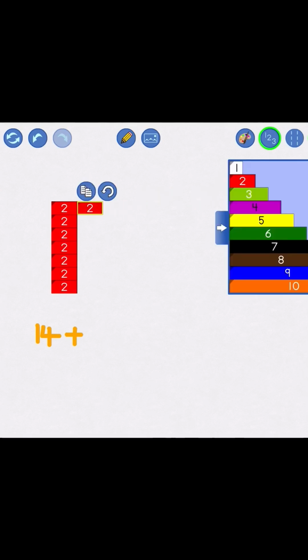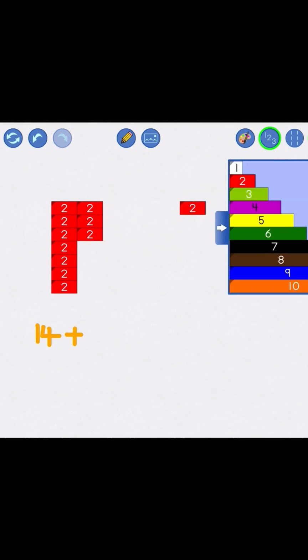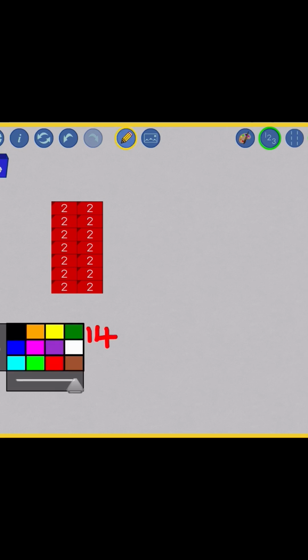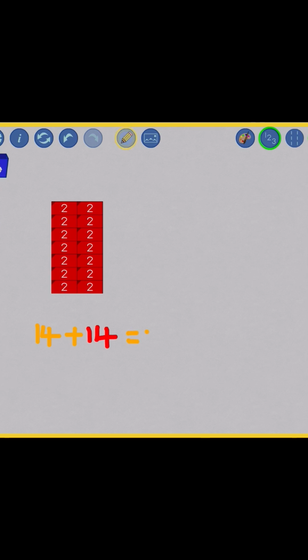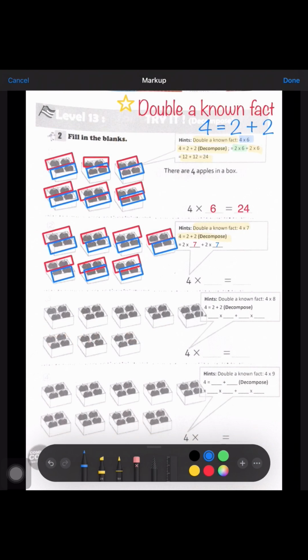So we add 2, 4, 6, 8, 10, 12, 14. So 14 plus 14 equals 28. So 4 times 7 equals 28. So in 7 boxes of apples, there are 28 apples in all.